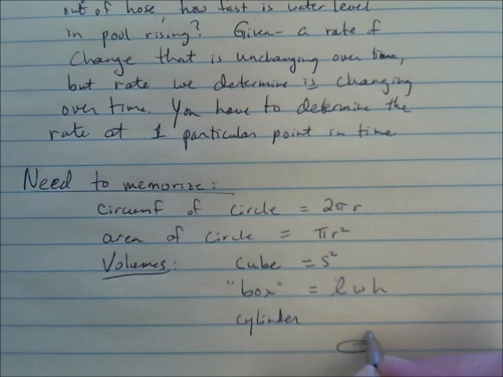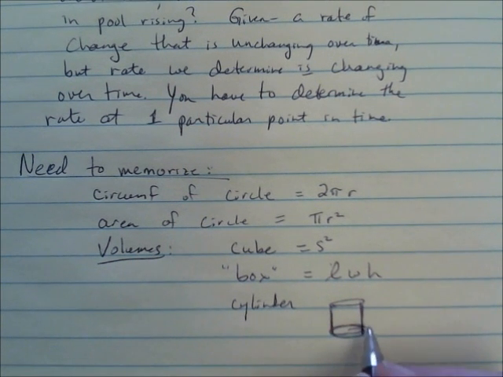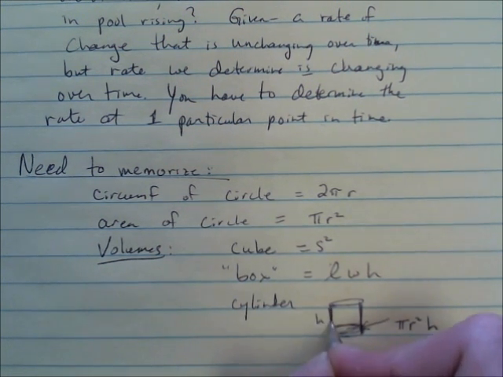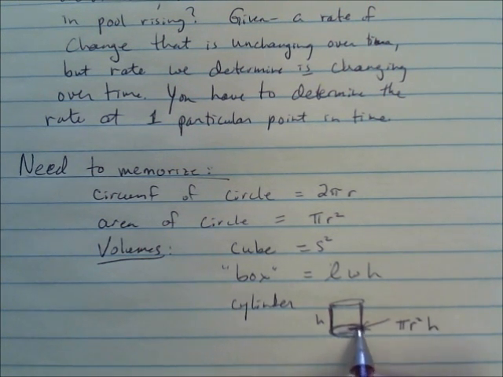A cylinder has a circular base, and it has sides that are perpendicular to this base. So the volume of a cylinder is just the area of the circle, or the area of the base down here, times the height. You can call that pi r squared times height, if you know what the radius is. Or in other words, it's just the area of the base times the height.